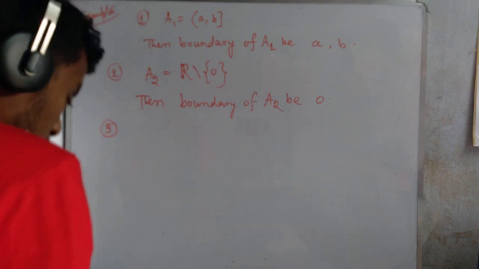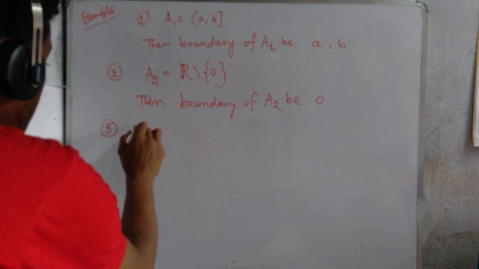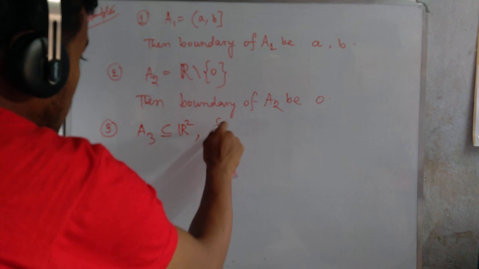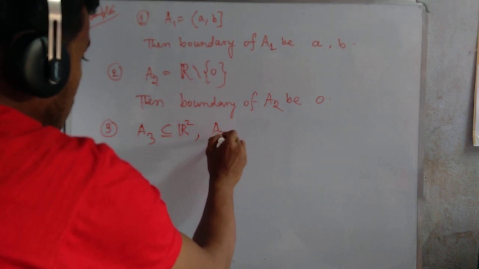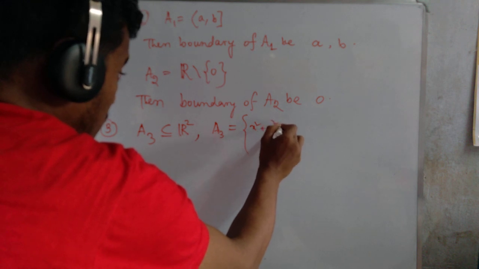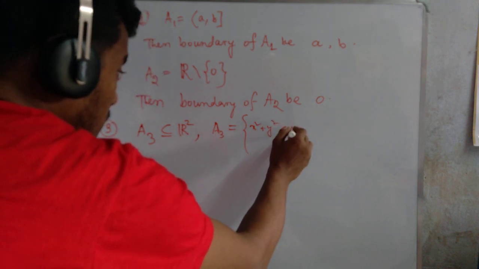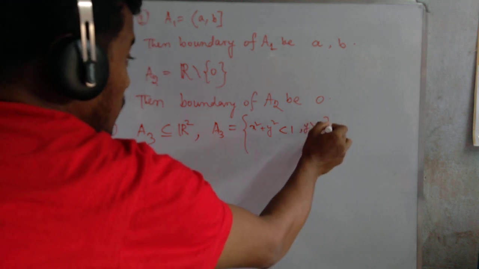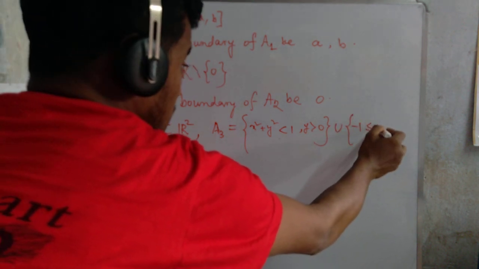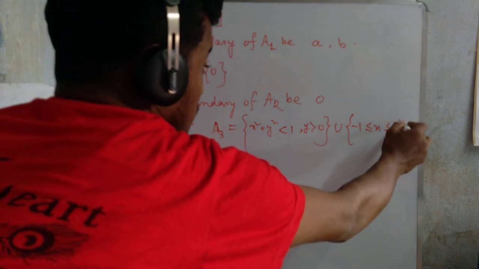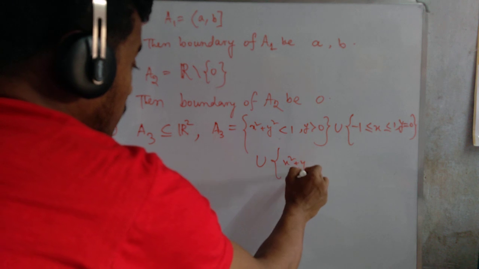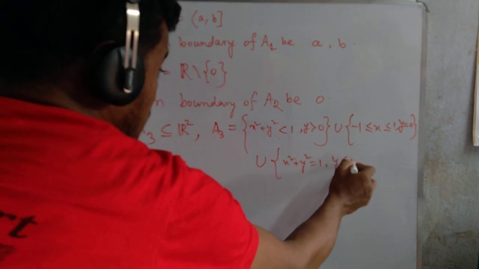Next we write 3. A3, a subset of R square, is given by A3 equal to those (x, y) with x square plus y square less than 1 and y greater than 0, union of minus 1 less than or equal to x less than or equal to 1 and y equal to 0, union of x square plus y square equal to 1 and y less than 0.